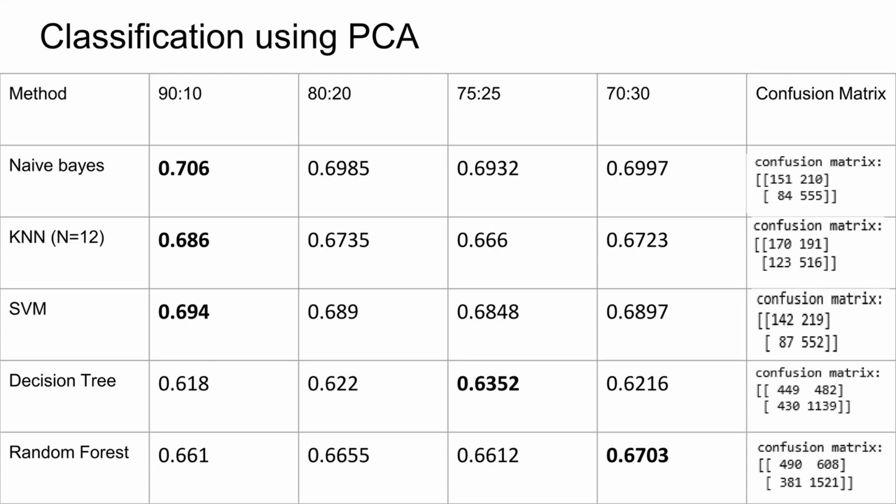Transform the data. The original data is projected onto the new feature space defined by the selected principal components.